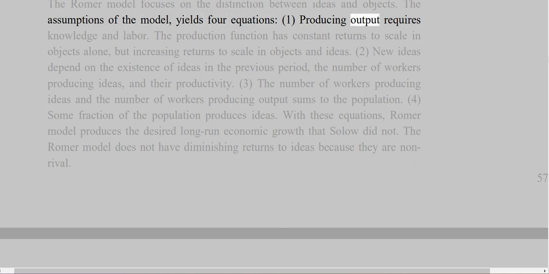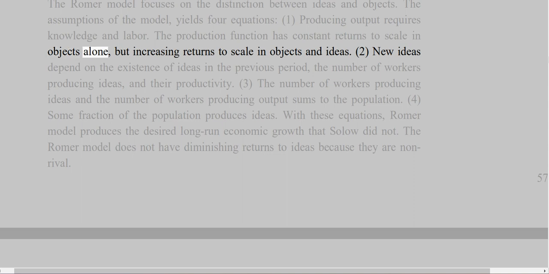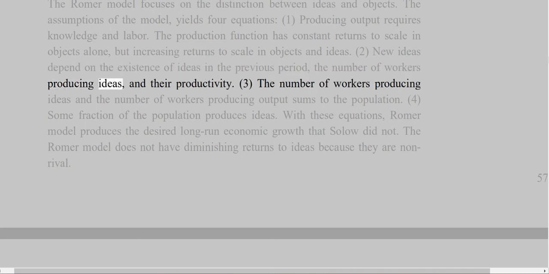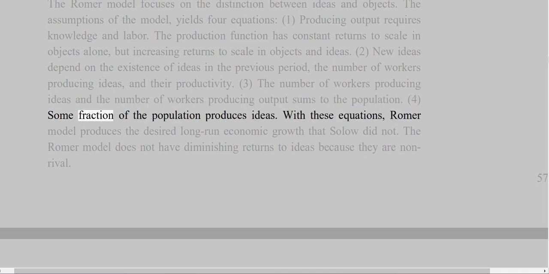1. Producing output requires knowledge and labor. The production function has constant returns to scale in objects alone, but increasing returns to scale in objects and ideas. 2. New ideas depend on the existence of ideas in the previous period, the number of workers producing ideas, and their productivity. 3. The number of workers producing ideas and the number of workers producing output sums to the population. 4. Some fraction of the population produces ideas.